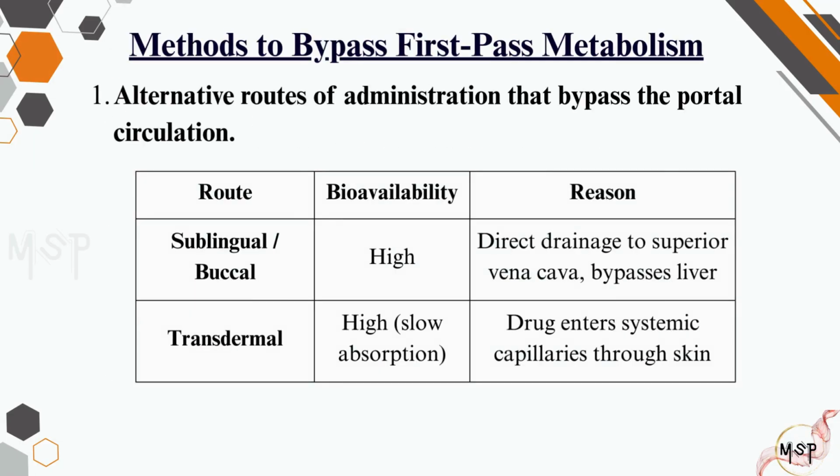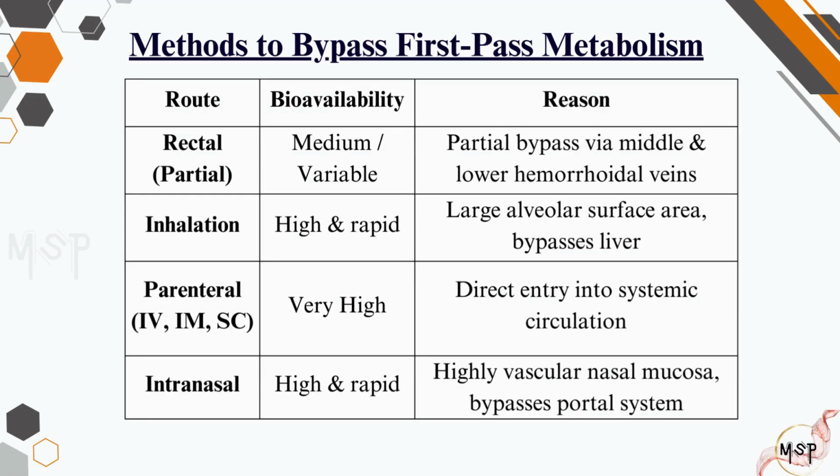Now, let's check the different methods to bypass first-pass metabolism. To ensure higher potency and lower doses, pharmacists and clinicians use alternative routes that bypass the portal vein. Start with sublingual buccal. Blood drains directly into the superior vena cava. Transdermal. Drug enters systemic capillaries through the skin. Rectal, partial. The lower and middle hemorrhoidal veins bypass the liver, while the upper vein leads to the portal system.